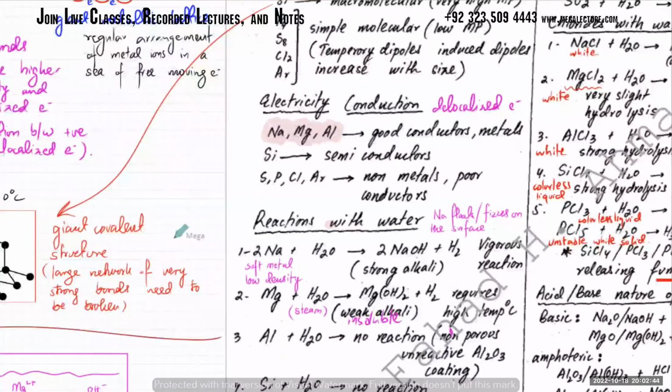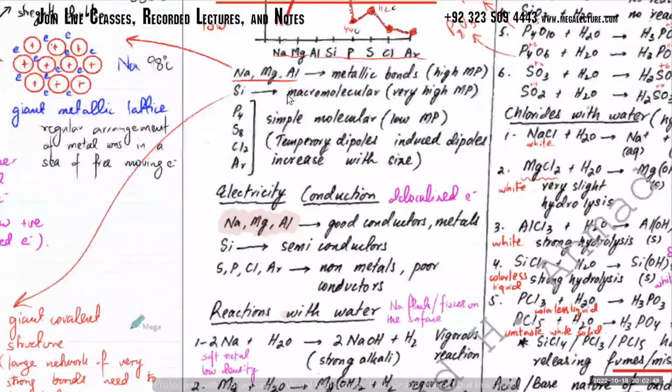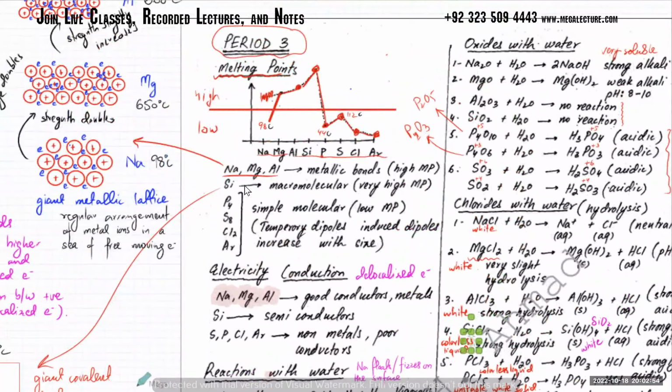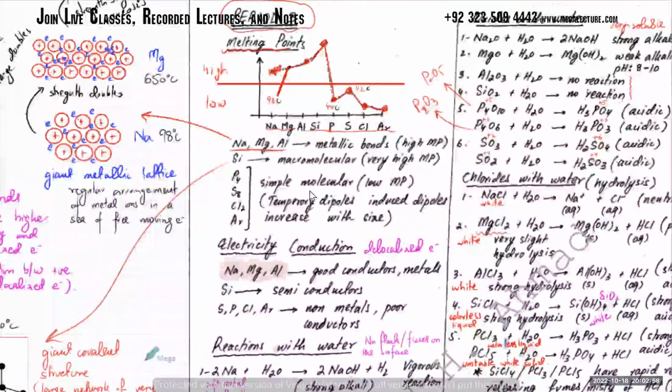We were looking at the reactions with water. We had discussed period 3 and the melting points, boiling points, and electrical conductivity, and we had started talking about the reactions with water. I told you that this part is pretty much all about memorizing the reactions.